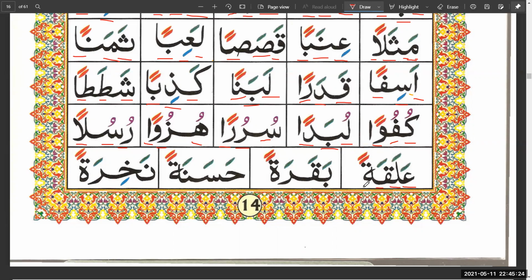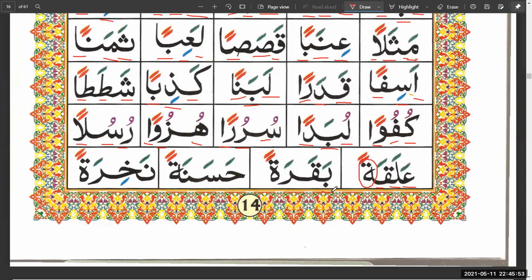And this letter we've never seen before, or we have seen in the lesson that we were talking about the different forms of the letters. So can you remember what that was? This is a dal that we saw a couple of lessons back. So we have da, two fatha, dan. A, la, qa, dan.